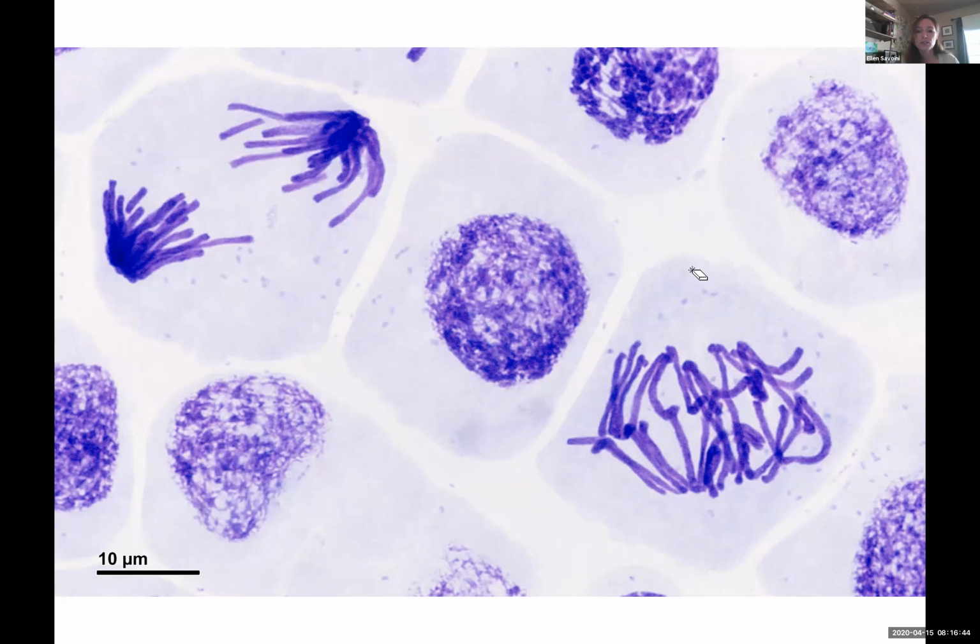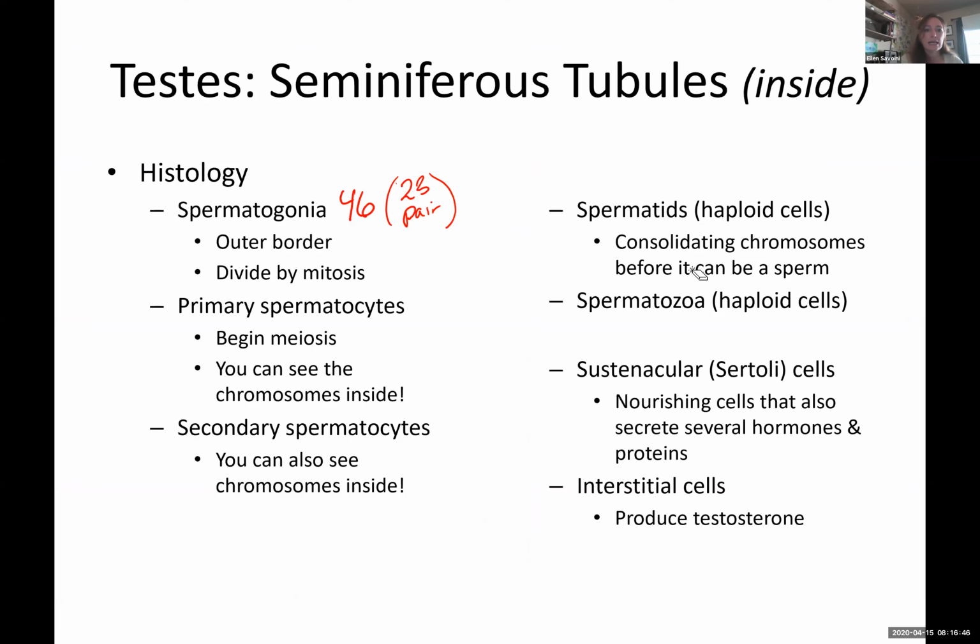So when we get into these primary and secondary spermatocytes, I'm going to go back 2 slides. Those are the stringy ones. They have already unraveled, and this is where you can see the chromosomes inside. So they're easy to spot because of that. At this point, we're still at 46, but then we go to 23 chromosomes, and it stays 23 as we go on.